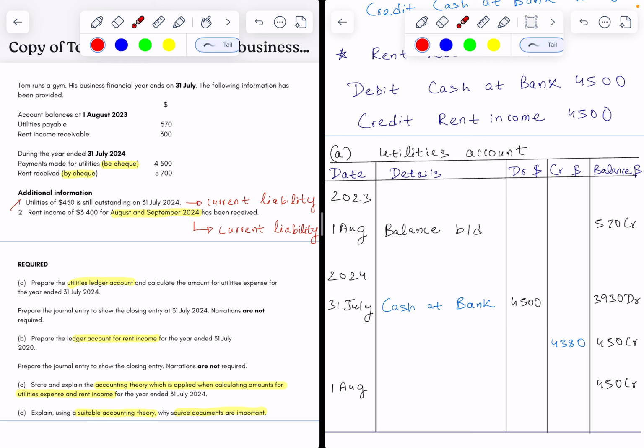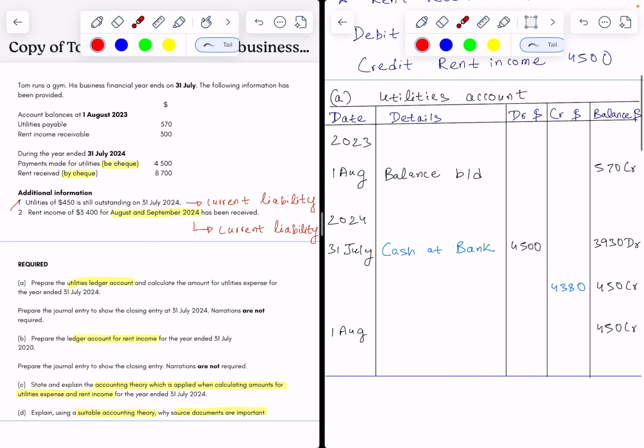Now that we understand the ins and outs of the question, let's look into the requirements. The first requirement is to prepare the utilities ledger account and use this account to find out the amount for utilities expense, and also to prepare the journal entry to show the closing entry at 31 July 2024. Next, we need to prepare the ledger account for rent income and also prepare the relevant journal entry for the closing entry.